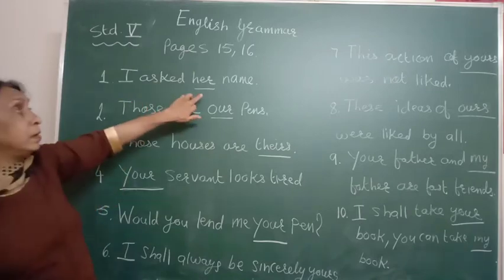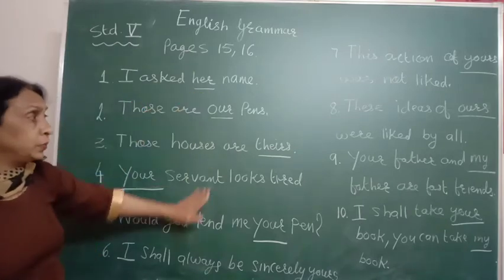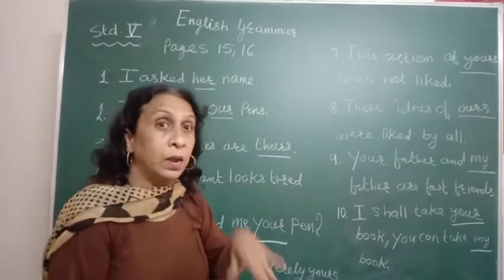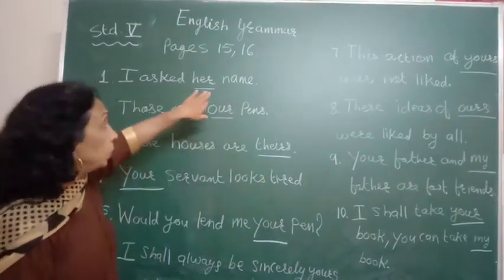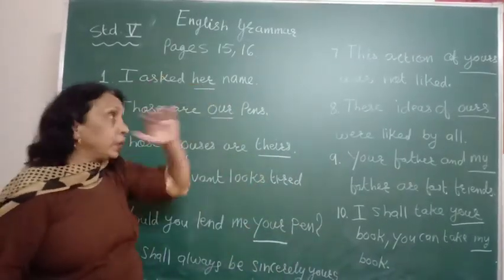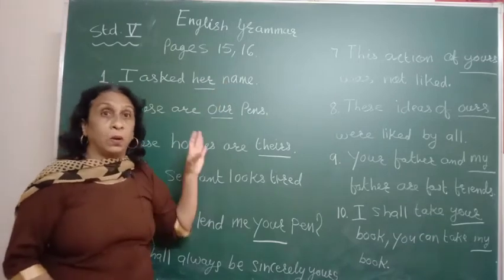And underline her. Each sentence, the words which I have underlined, you have to underline. Why? Because this word in the book was written wrong. Here we are writing it in a proper manner or correct manner.